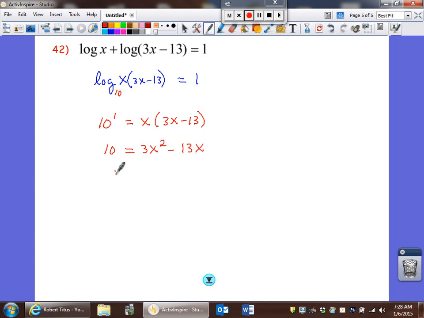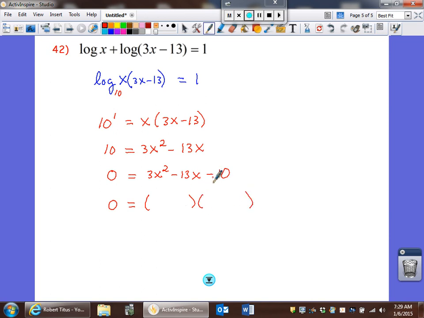And if we set it equal to 0, that means we're going to move this positive 10 over here and put it as negative 10 at the end: 3x squared minus 13x minus 10. This looks like it could be factorable. Let's try a few combinations here, but if it doesn't come up right away, we can use the quadratic formula to solve this problem.